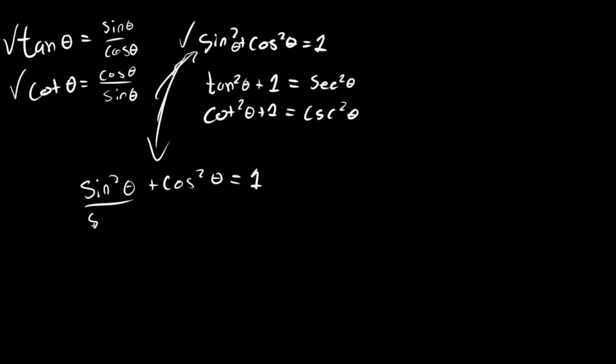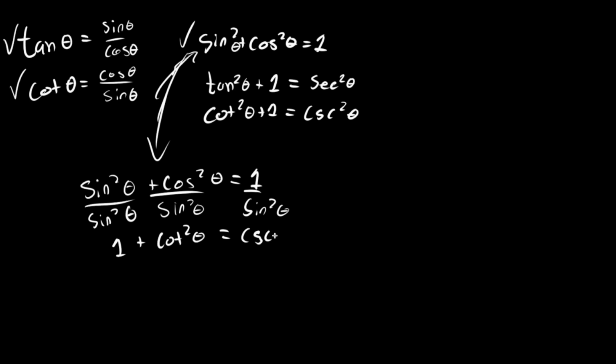And here we go. So divide by sine squared theta, sine squared theta, and sine squared theta. We're going to get 1 plus cotangent squared theta, because it's our reciprocal to tangent. And this is going to be our cosecant squared theta right here. And rearrange: cot squared plus 1 equals cosecant squared theta.